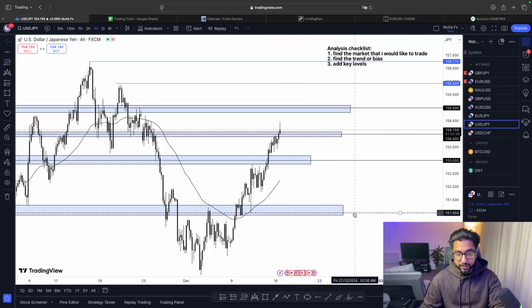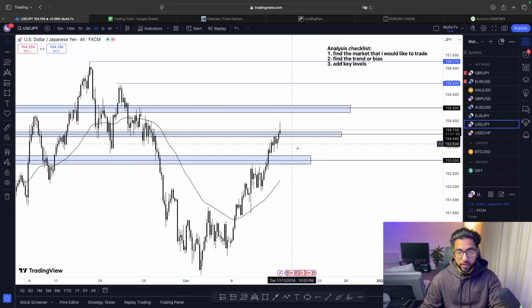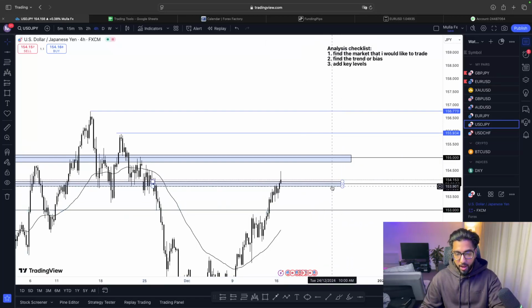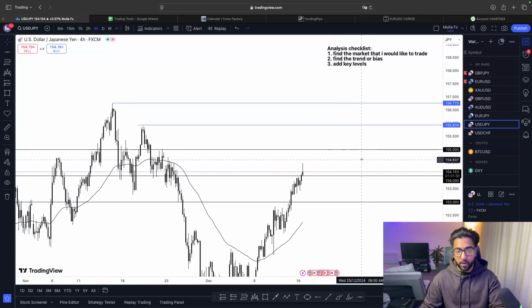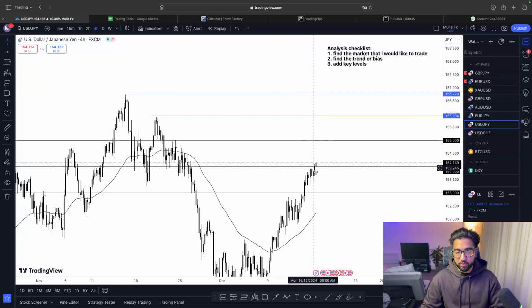I would actually delete this as well because we don't actually need it anymore, because price is all the way up here. You want to have at least 3 key levels, and I got my 3 key levels here now. And I'm not going to have a zone around them because they're key levels. And when we do get to that level, then I'll draw a zone around it. So as you can see right now, price is around this area.